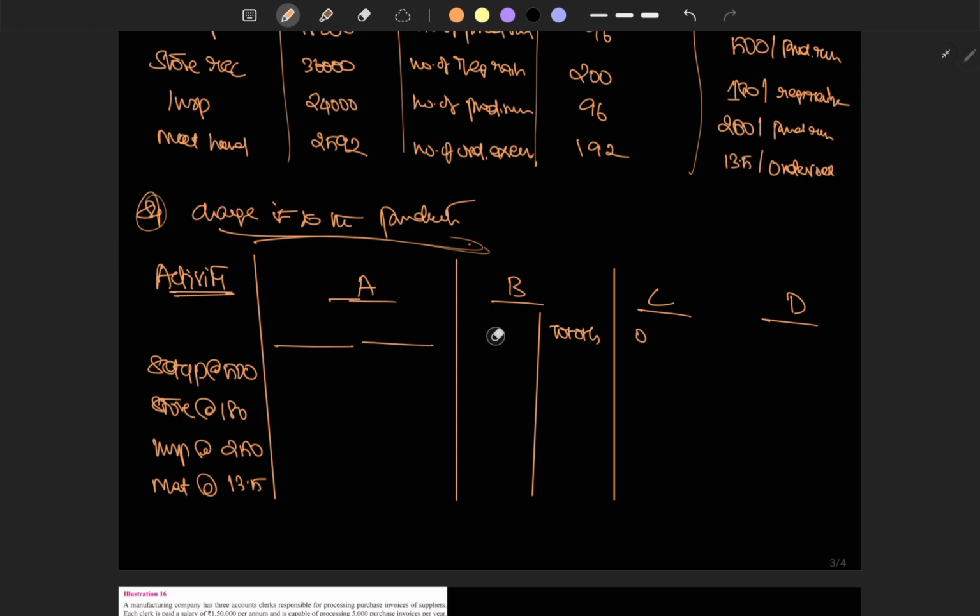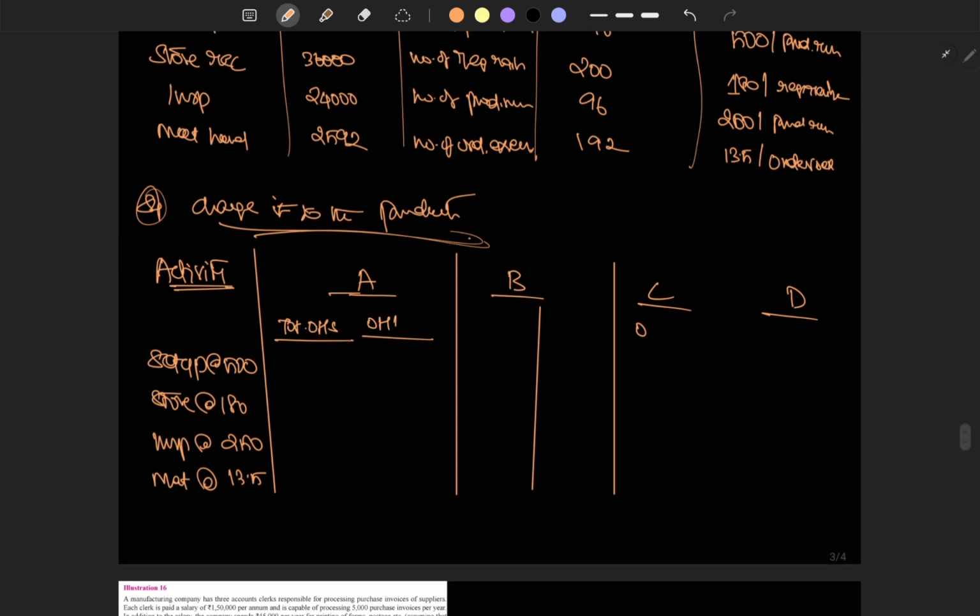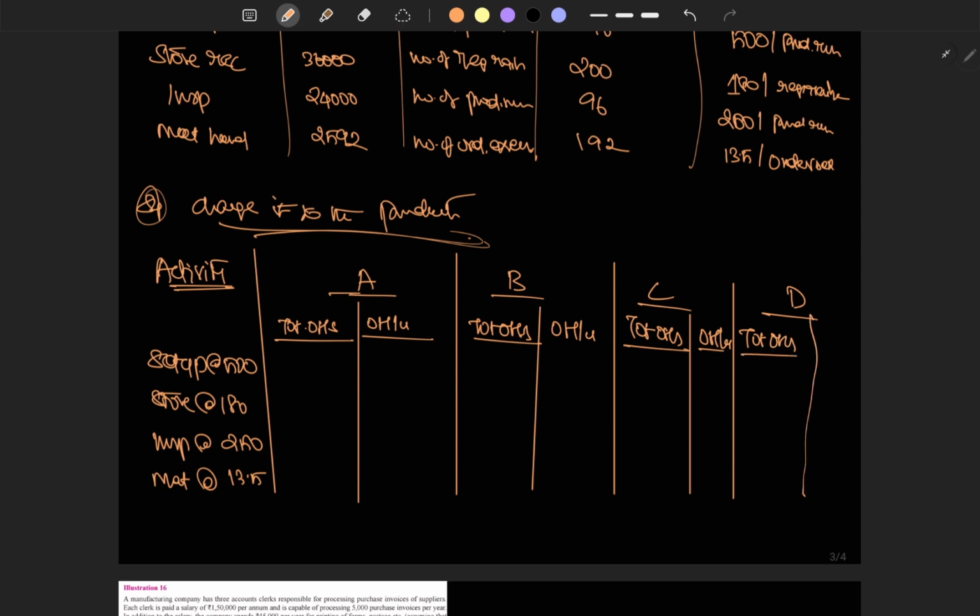Actually, first we couldn't get only the total overheads, and then we have to find it for every unit. So let's put it as total overheads and overhead per unit.